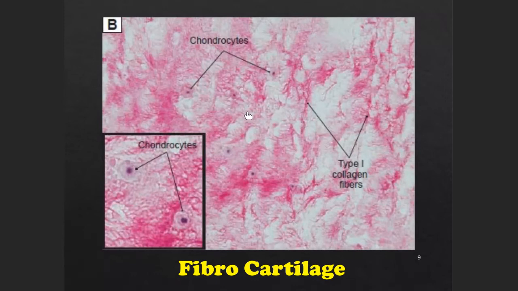See this. Can you see these threaded-like structures? These all are your type 1 collagen fibers. This is the reason it is called fibrocartilage. And these small cells that you are seeing are separated and compressed. These all are your chondrocytes. So this is your typical type 1 collagen fibers. This is a picture of your fibrocartilage.